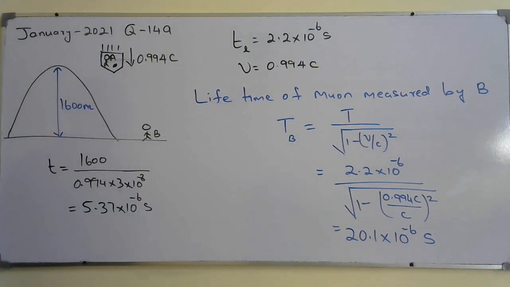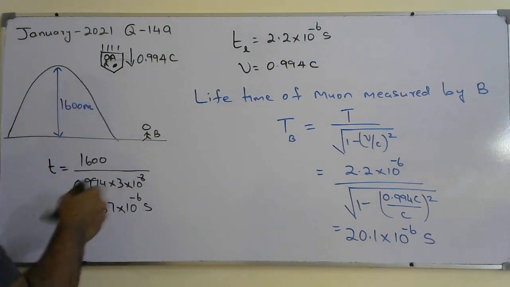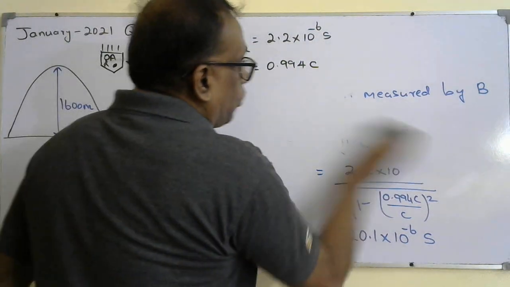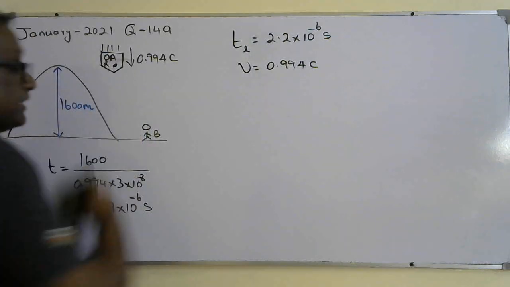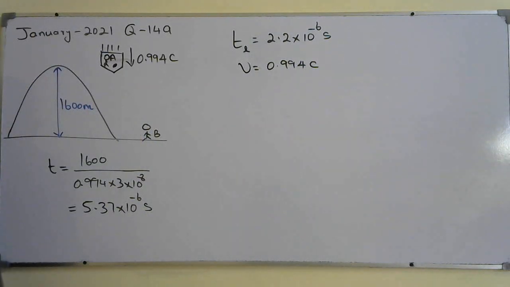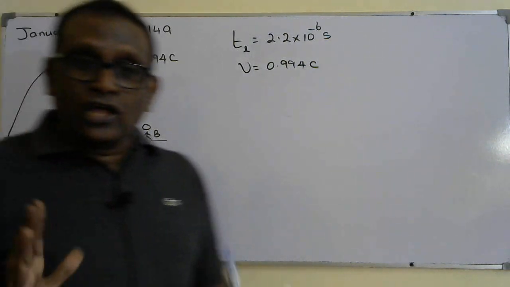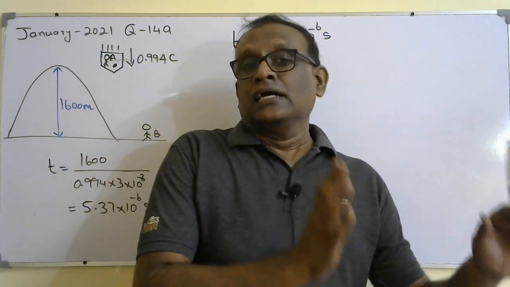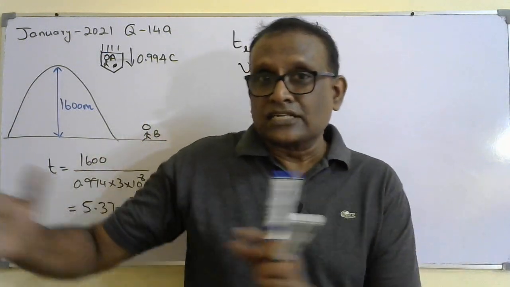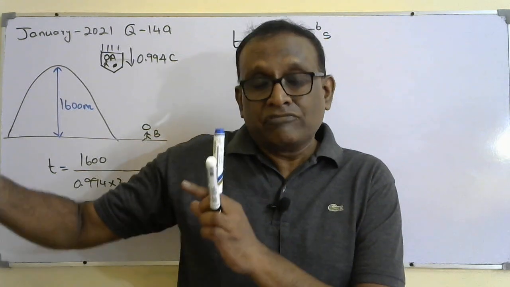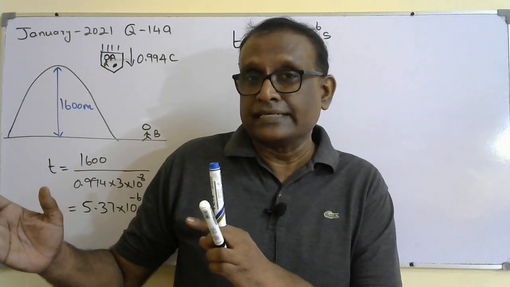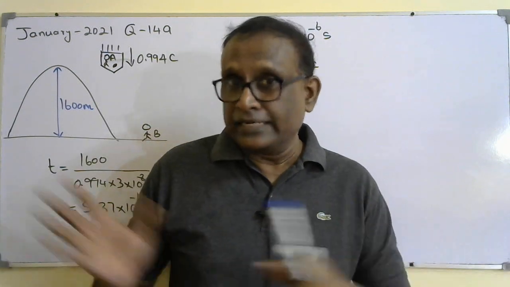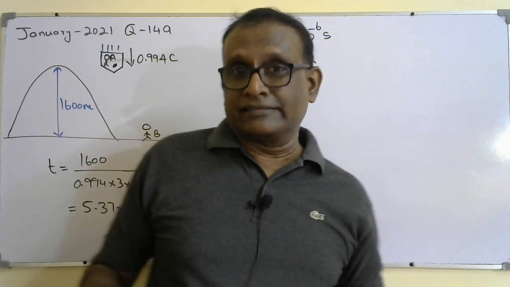That remains 2.2 × 10^-6 seconds. So he will say, okay, we are not moving down 1,600 meters. Compare with the example I told: when the car moves at 0.7 C, there's a rod which is 100 meters. If we measure the length of the rod, it is smaller, not 100 meters, it will become 71.4 meters. I already did it. Same idea, length contraction.